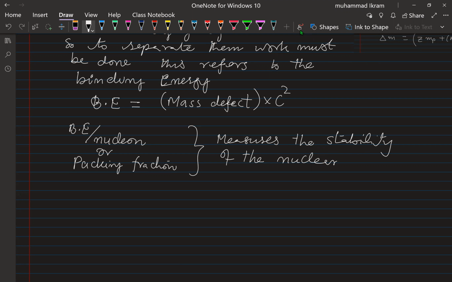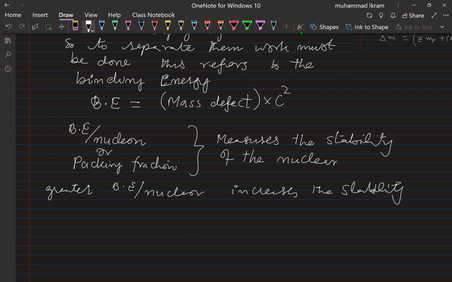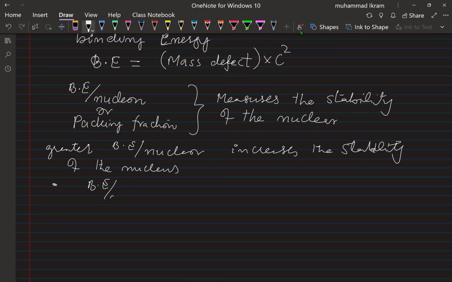As I told you, binding energy per nucleon is the measure of the stability. Greater binding energy per nucleon increases the stability of the nucleus. Now, there are two important points I'm going to explain: binding energy per nucleon increases when the fission process occurs.